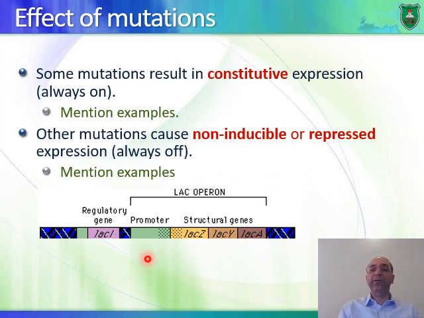There's another non-inducible mutation. You have a mutation in the lac repressor gene itself, producing a protein that is constantly bound to the operator, even if there is lactose. Even if lactose is bound to the repressor, it doesn't release the repressor from the operator, so there will be no transcription whatsoever.